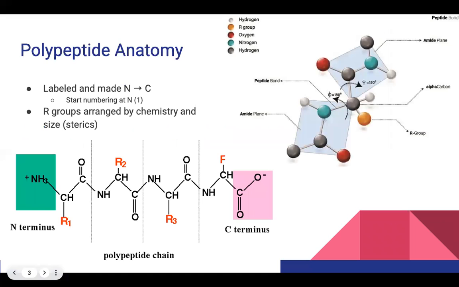All right, so let's go through the polypeptide anatomy. Remember that the N terminus is where we start the count, and then we go 1, 2, 3, 4. Remember, we're counting every alpha carbon, and not every carbon in the chain is an alpha carbon. And remember that R groups are arranged by chemistry and sterics. If you get a question on the exam, just like a problem set, you need to explain both.